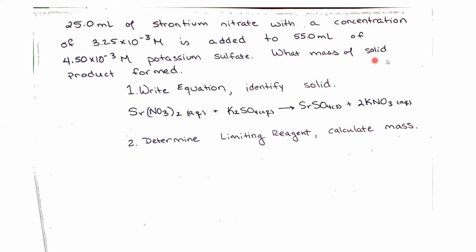All right, so what mass of solid product forms? So here's our potassium sulfate, and then these things switch. Potassium will go with nitrate, and strontium will go with sulfate. So we have a +2 and a -2, so we only need one of each, strontium sulfate, and a +1 and a -1, so we only need one of each of potassium nitrate. However, we have 2 nitrates and 2 potassiums on this side, so we need 2 potassium nitrates on this side. So that's our equation, then identifying the solid between those two.